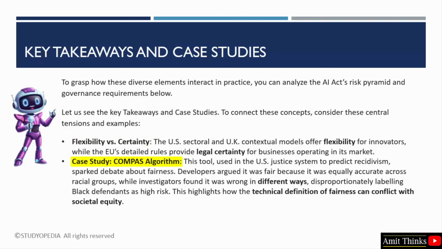Next, let us quickly see the case study for the Compass algorithm. This US justice system tool used to predict recidivism sparked a fairness debate. Developers argued it was equally accurate across races, while investigators found it disproportionately labeled black defendants as high risk. This highlights a conflict between technical fairness and societal equity.